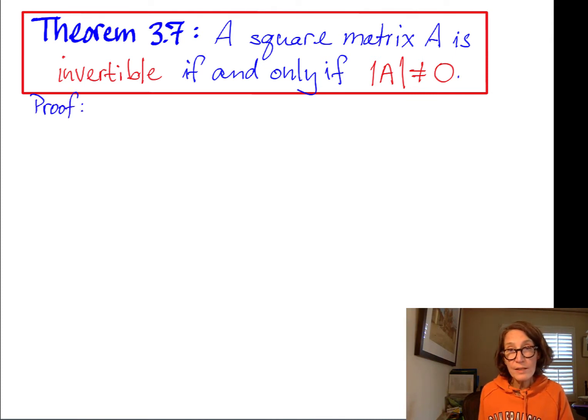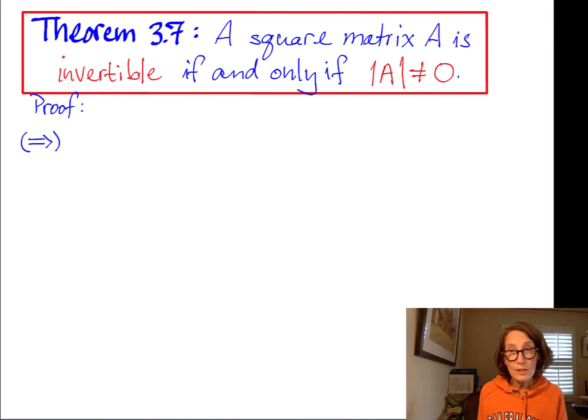So it's an if and only if statement. That means these are two equivalent things. A is invertible is equivalent to the determinant of A is not 0. So you have to prove two things. You have to prove if A is invertible, then its determinant is not 0. And then also you have to prove if the determinant is not 0, then it's invertible. So let's break it down and do it step by step.